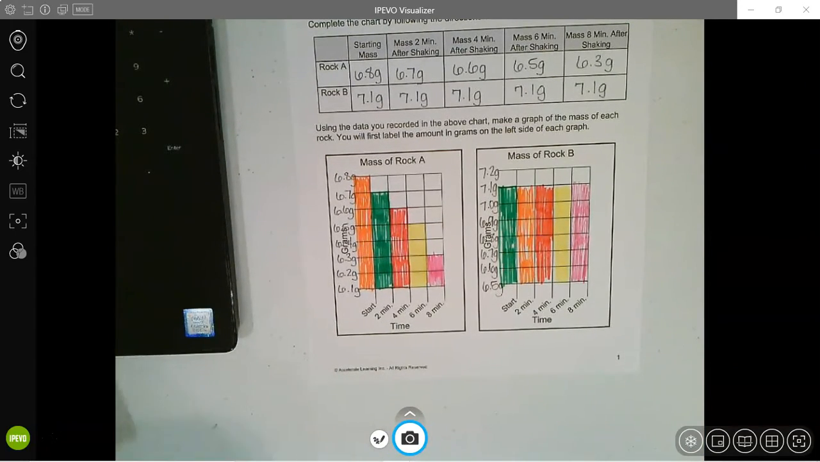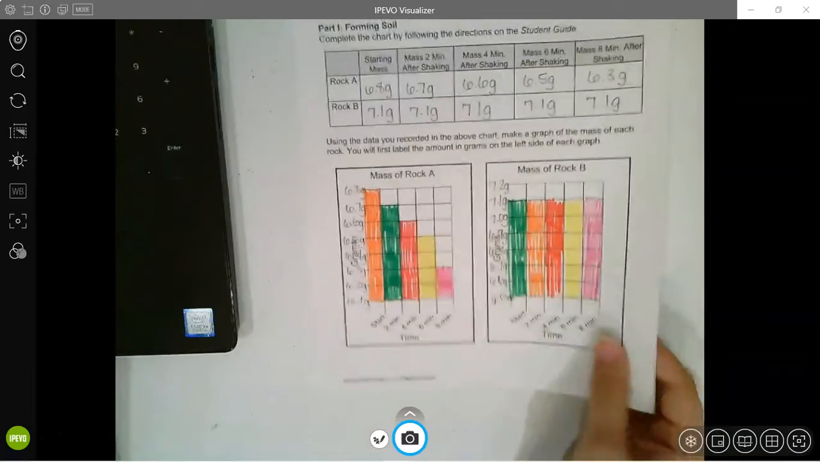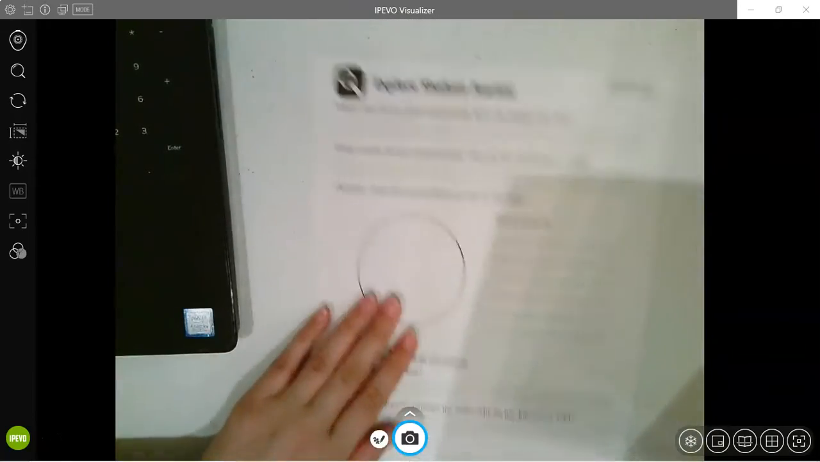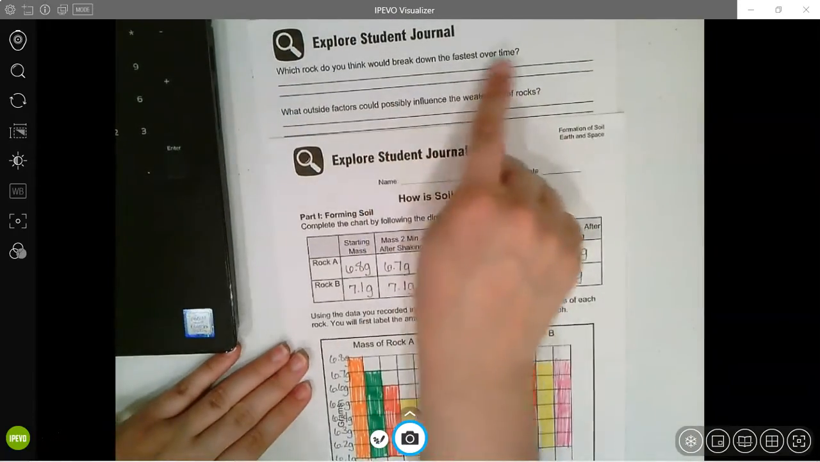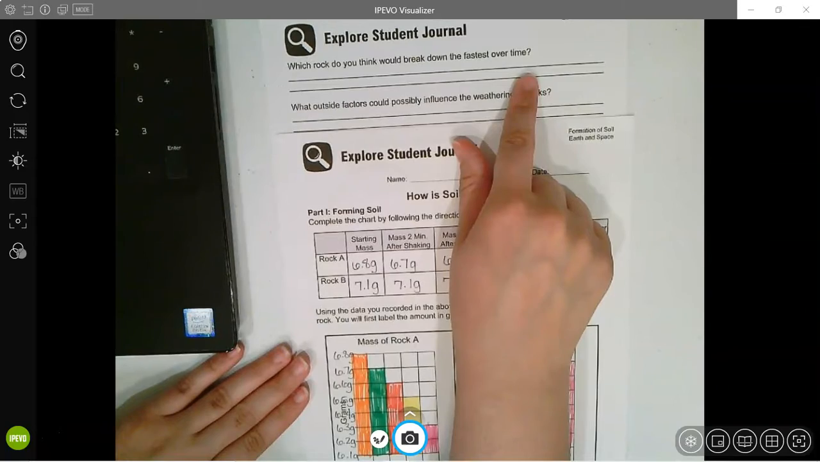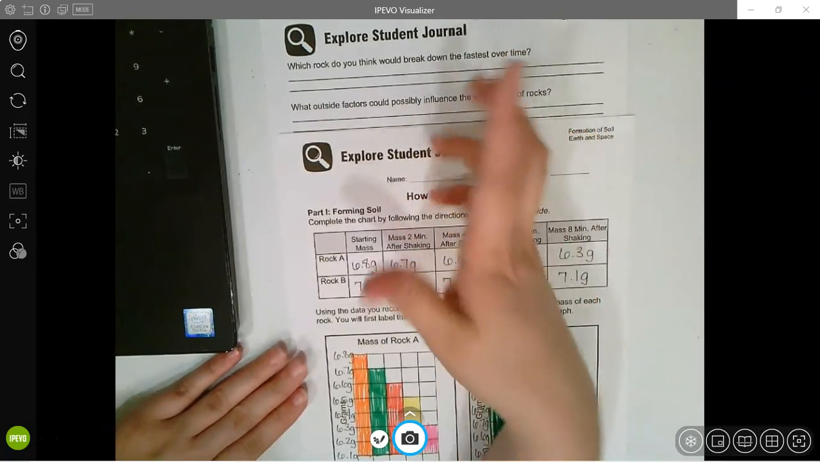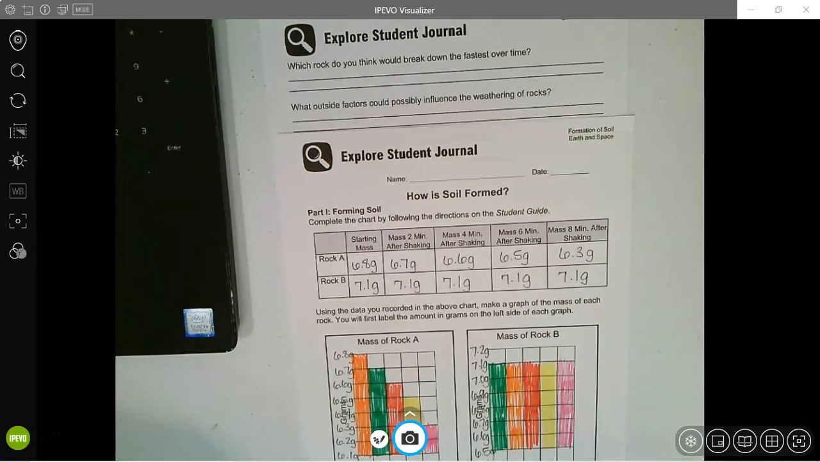You're not going to have this page, so we're just going to talk about this. So which rock do you think would break down the fastest over time? So remember, rocks is how soil is formed. So weathering, which is the way, kind of like on the video you watched, how the water helps rocks break down. Just the way the weather, whether something is hitting the rock or just the weather we get.